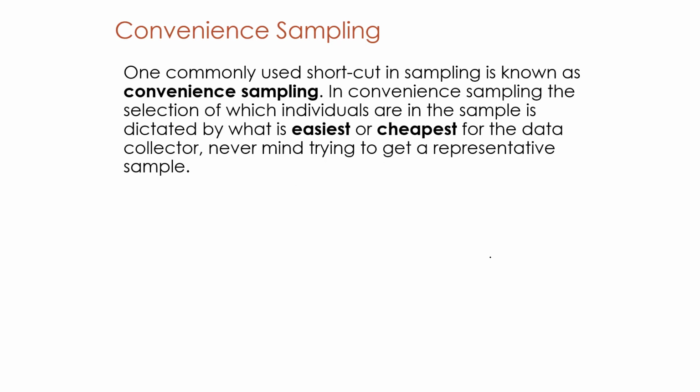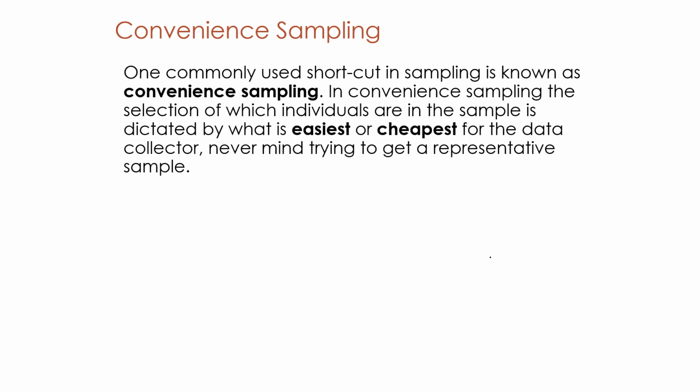Okay, so next we'll talk about some different types of sampling. One commonly used shortcut in sampling is known as convenience sampling. In convenience sampling, the selection of which individuals are in the sample is dictated by what is the easiest or cheapest for the data collector. Never mind trying to get a representative sample.